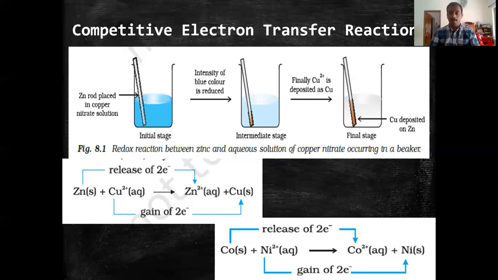Why? If you take copper sulfate in a zinc vessel, the zinc will give electrons and enter into the solution and copper will be deposited. So we can expect damage to the vessel. So it is not possible to store copper sulfate in a zinc vessel, but the opposite is possible. Storage of zinc sulfate in a copper vessel is possible. Copper cannot displace zinc.